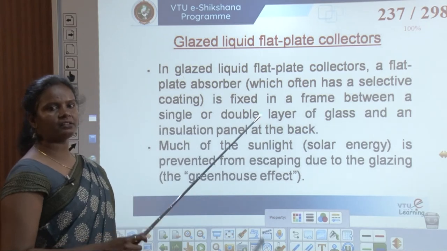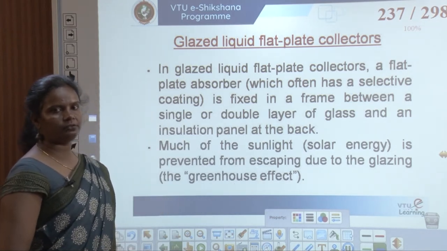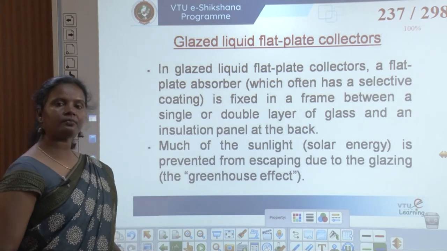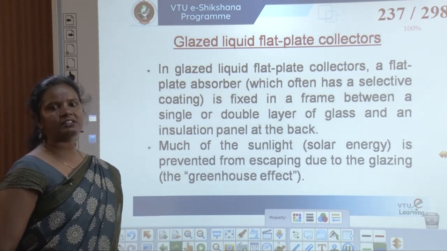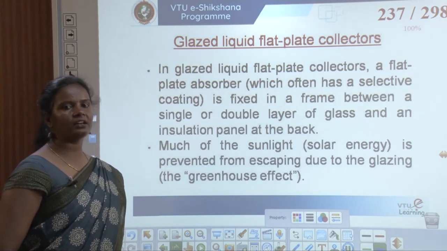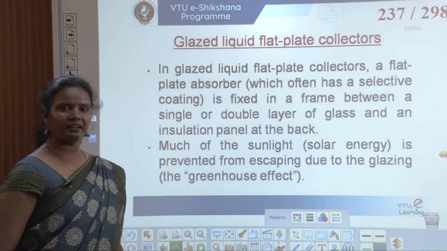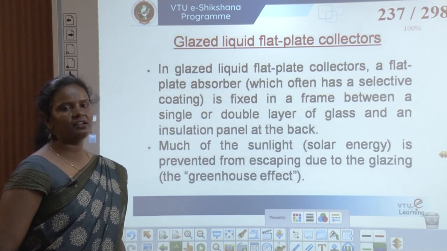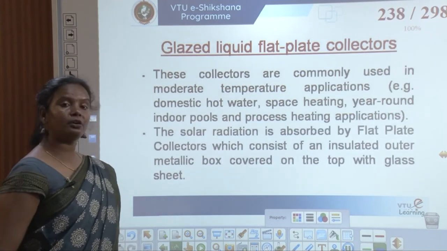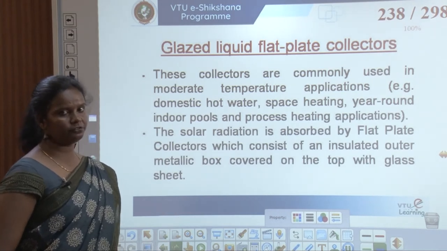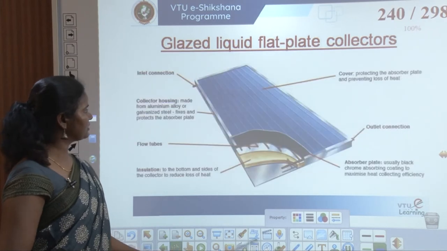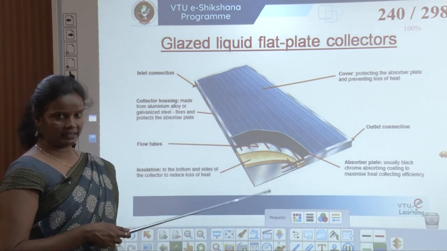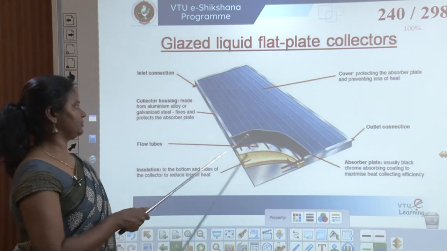Glazed liquid flat plate collectors. This is the other type of flat plate collector. In glazed liquid flat plate collectors, a flat plate absorber, which often has a selective coating, is fixed in a frame between a single or double layer of glass and an insulation panel at the back. So much of the solar energy is prevented from escaping due to the glazing, due to the greenhouse effect. So lots of heat is not lost in this particular type of collector. So what is that glaze? This kind of collector is called a glazed liquid flat plate collector.